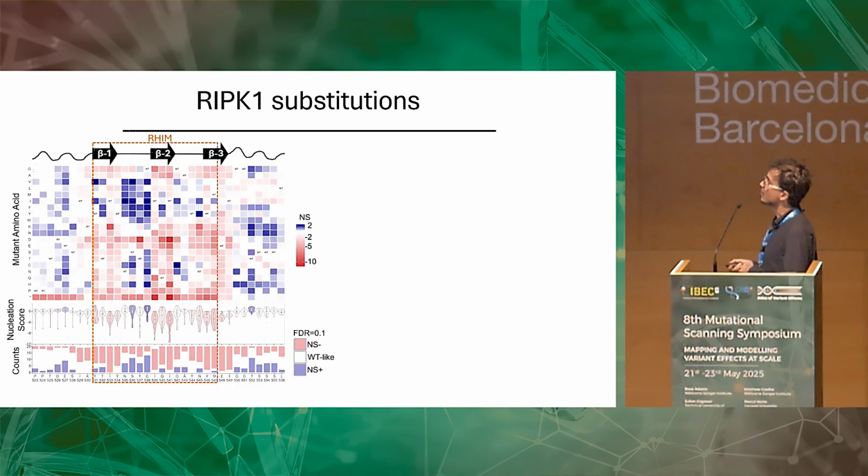We started mutagenizing the RHIM domain and flanking regions of RIPK1. As you can see here in these heat maps, there's a lot of information condensed. We have some mutations that decrease nucleation, the ones in red. Then we have others that increase amyloid nucleation, the ones in blue, and some others that are wild-type-like, the ones in gray.